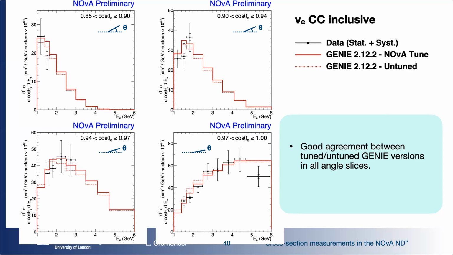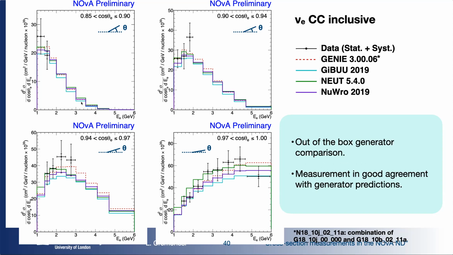It's again a two-dimensional, a double differential cross-section. This time in the electron kinematics. So each of the panels is a different angle, but this time in the electron. On the x-axis of each of these panels, we can see the electron energy. Again, this is compared to our two versions of GENIE, in which we see good agreement pretty much everywhere.